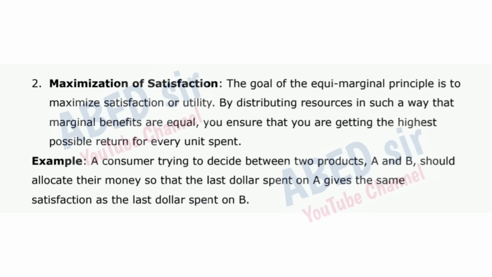2. Maximization of satisfaction. The goal of the equi-marginal principle is to maximize satisfaction or utility. By distributing resources in such a way that marginal benefits are equal, you ensure that you are getting the highest possible return for every unit spent. Example: a consumer trying to decide between two products, A and B, should allocate their money so that the last dollar spent on A gives the same satisfaction as the last dollar spent on B.